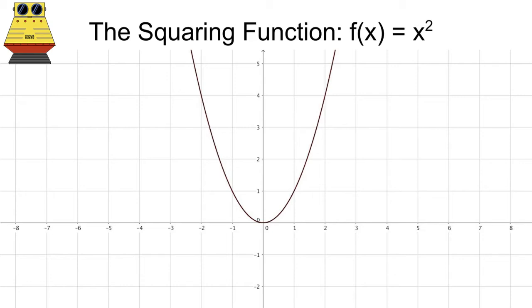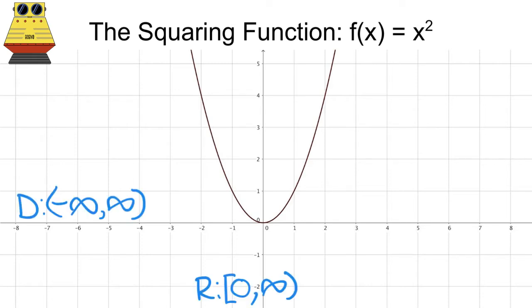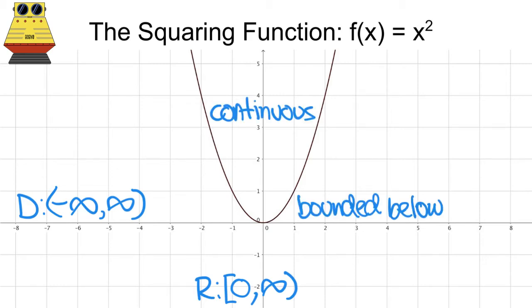The squaring function is defined by f of x equals x squared. Remember, this is an even function. Its domain is all reals, and the range is the same as the absolute value function, [0, infinity). It's continuous, bounded below, and like I said, it has y-axis symmetry, or it's even.